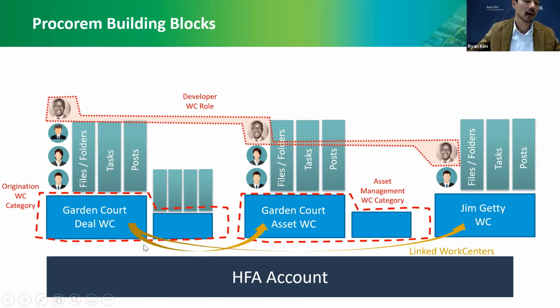And at that point, you are able to pick and choose. You could say, I'd like to import this set of people and these files and folders and tasks, but I do not want to copy posts, right? So you're able to cherry pick what you'd like to copy over and create a new work center. That way it's more efficient and stays standardized.